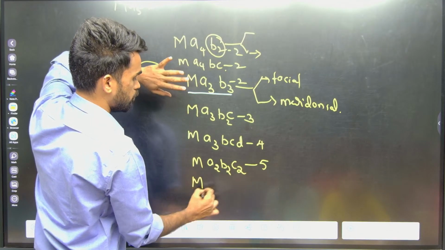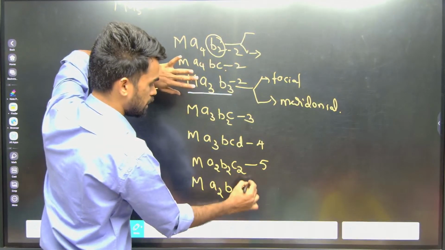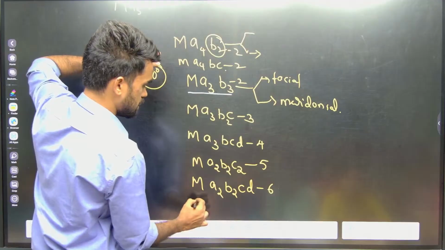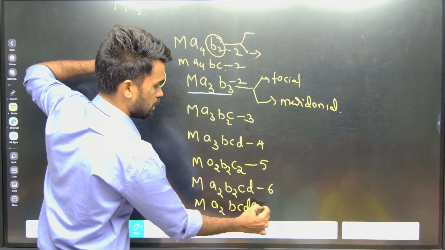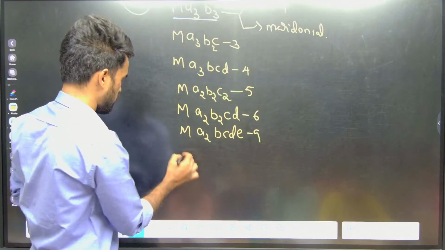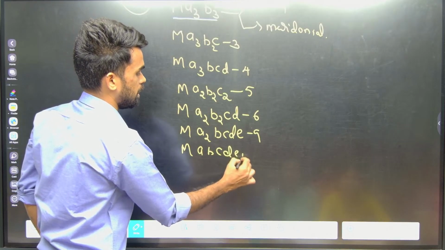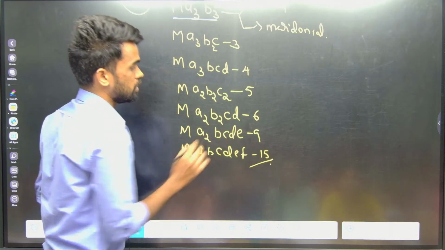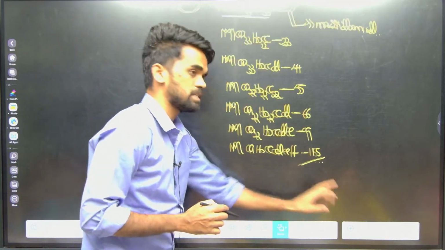The next, MA2B2CD, 6. The next, MA2BCDE, here 9. Next one is, what is the last one I have given? MABCDEF, here how many are there? 15. So these are the number of geometrical isomers possible for octahedral complexes we discussed.